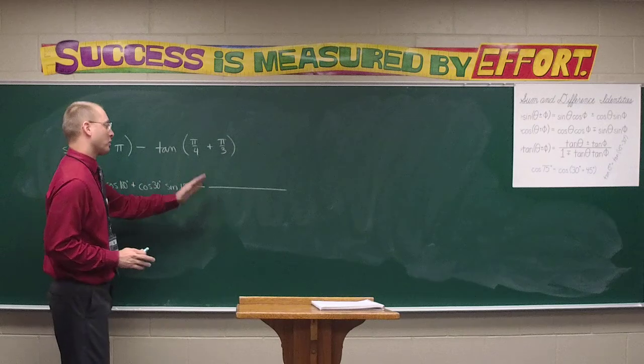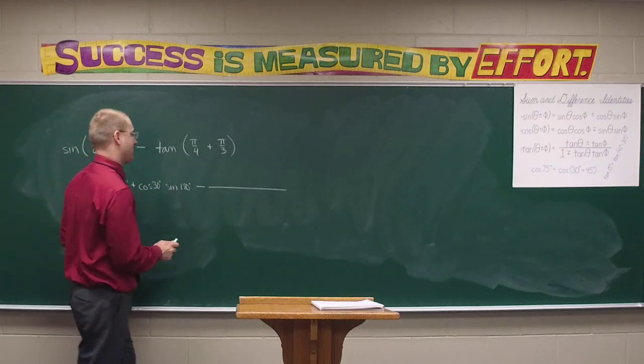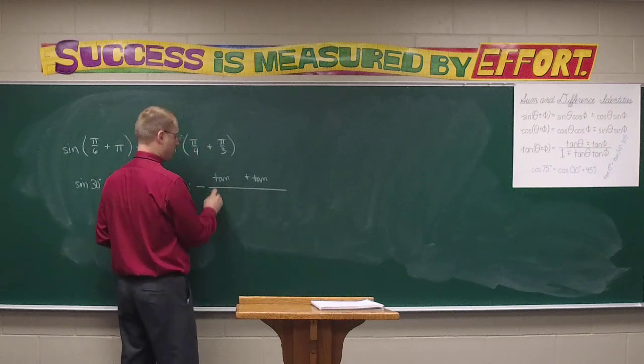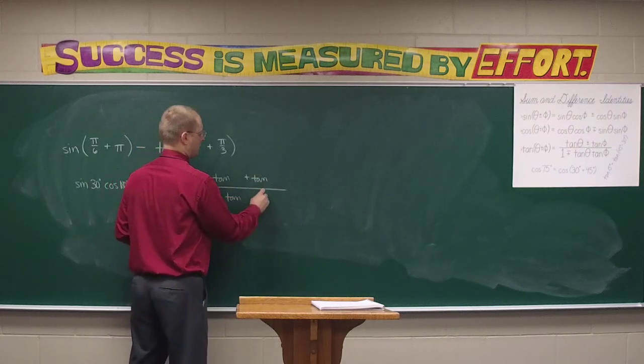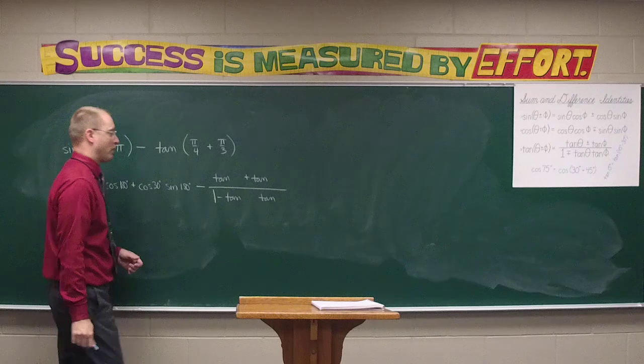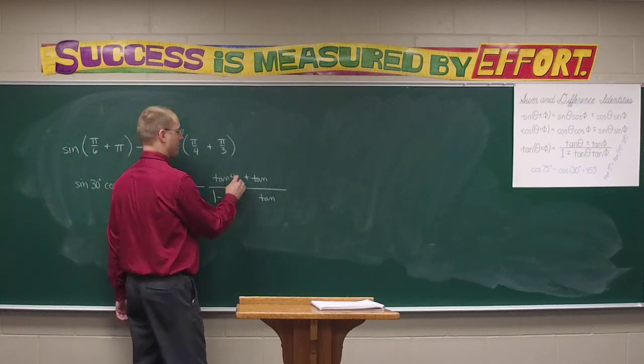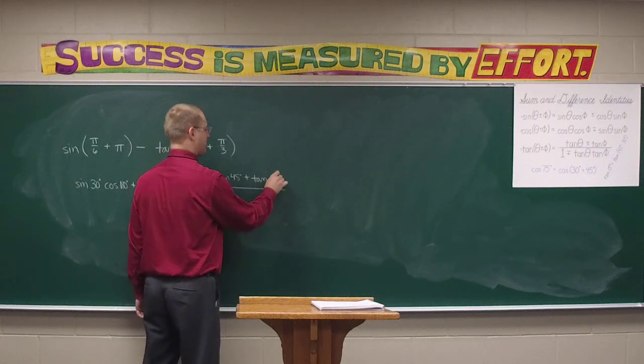Then we come to tangent. Of course, tangent class is obnoxious. It's going to be tangent plus minus tangent all over 1 minus plus tangent. And let's be smart like Quentin. Instead of writing pi over 4 and pi over 3, let's write 45, 45, 60. Oh, thank goodness they could put a 60.